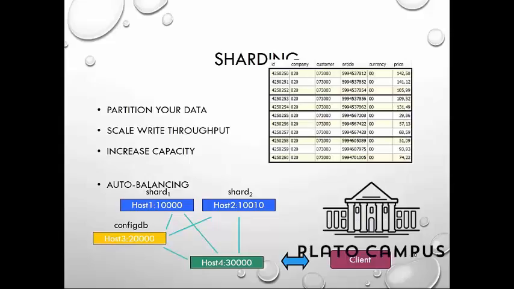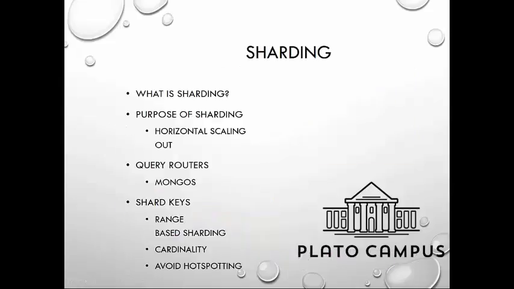Now if I look at sharding, we partition the data and scale write throughput, and it also increases the capacity. In sharding, the database is stored on different hosts according to different partitions, like shard 1 and shard 2. And MongoDB manages that by itself, so the client is getting the data from that particular place.